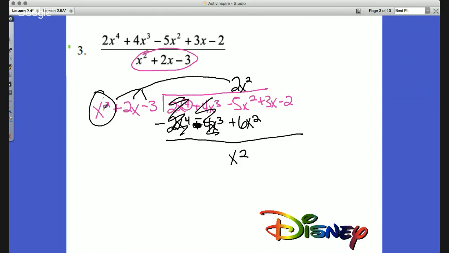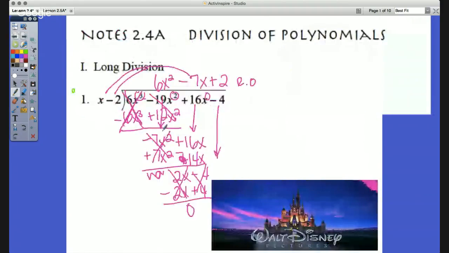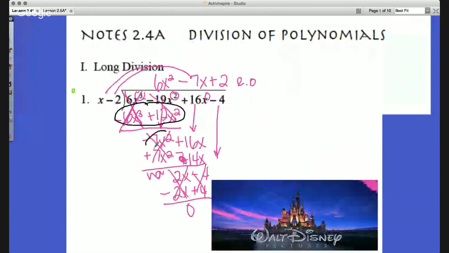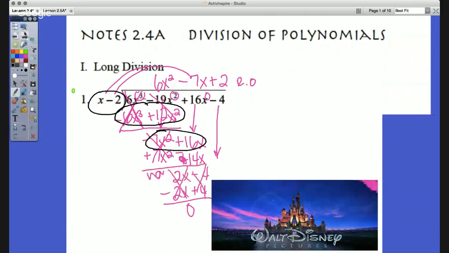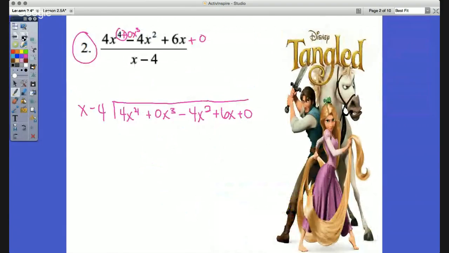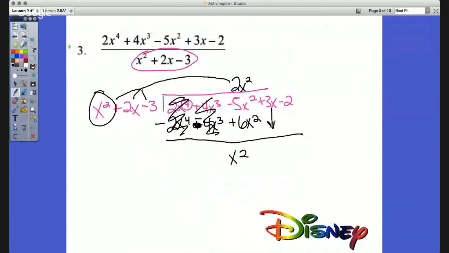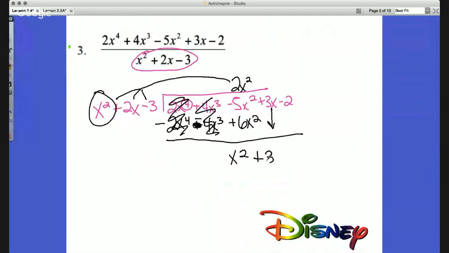Now, because there's 3 on this side, we must have 3 down below. Notice, in the case of the previous one, we had to have 2 each time, because there were 2 different expressions, 2 different values on the outside, 2 terms. So we're going to bring down the 3x and bring down the negative 2. My question now is, what times x squared gets me x squared? Well, the answer should be 1.